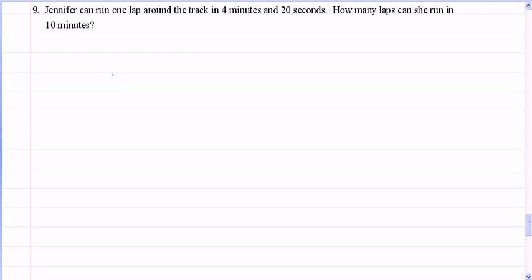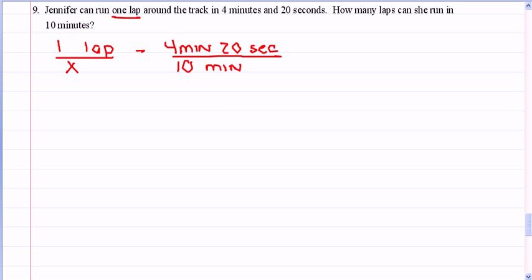For number 9, Jennifer can run 1 lap around the track in 4 minutes and 20 seconds. So this 1 lap, be careful that you don't miss that there's another number in there. We have 1 lap, can be run in 4 minutes and 20 seconds. So we have 2 different units here. How many laps can she run in 10 minutes? Well, I'm going to place the 10 minutes on this side, even though we also have seconds. We're finding how many laps, so my x is placed here.